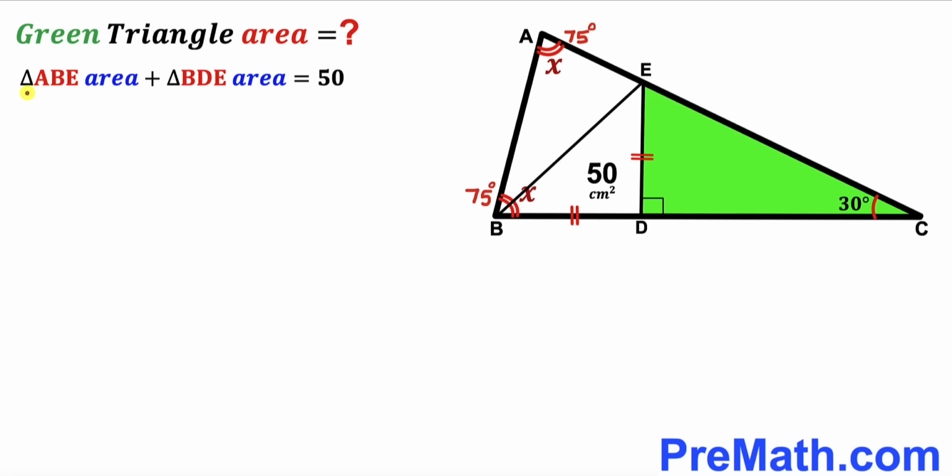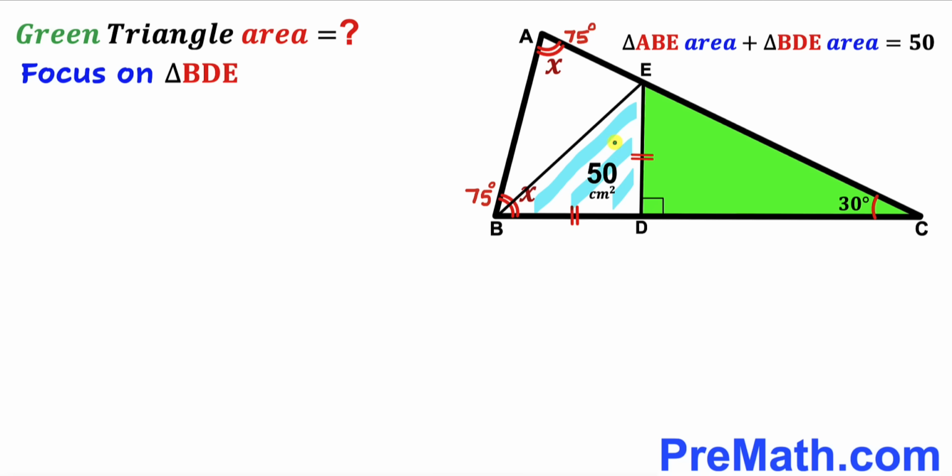Now our task is to calculate the area of this triangle ABE and the area of the triangle BDE as well. We are going to focus on this right triangle BDE. We can see this is an isosceles triangle since this side length equals this side length. So we conclude that this angle has got to be 45 degrees and this angle is 45 degrees as well.